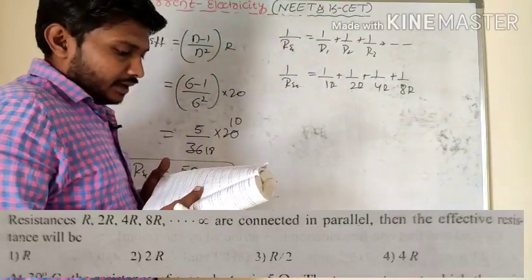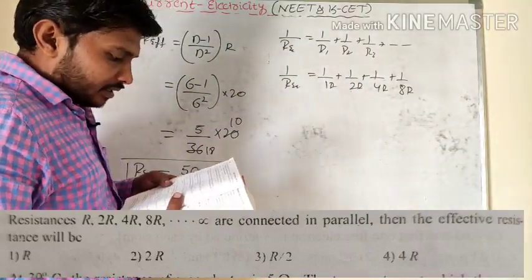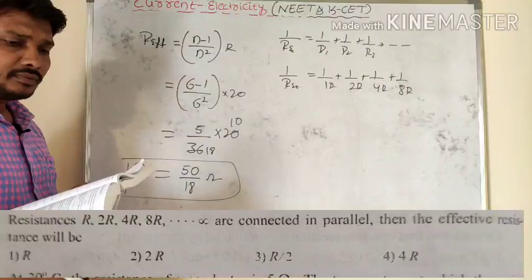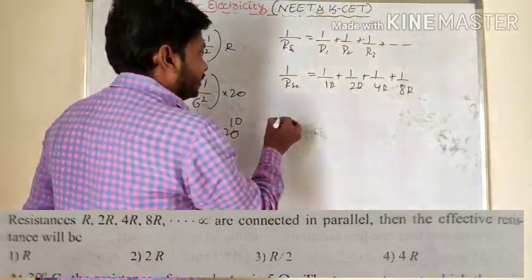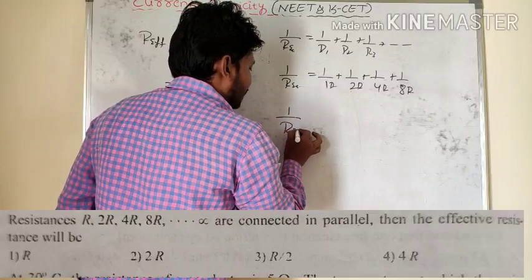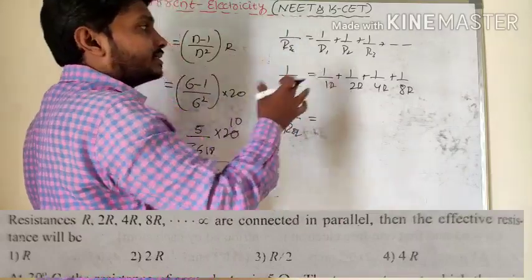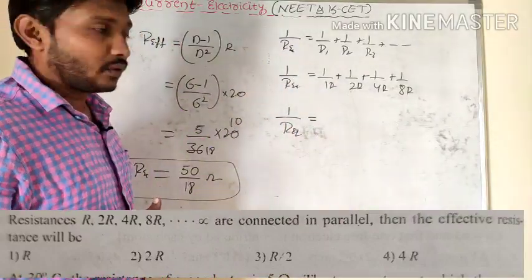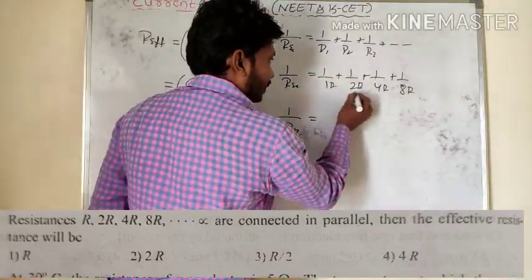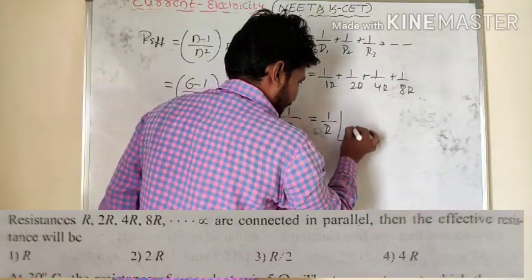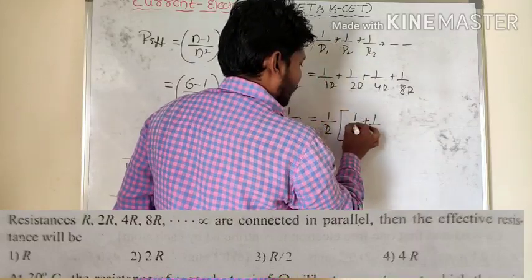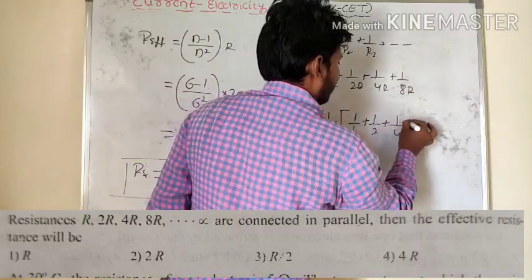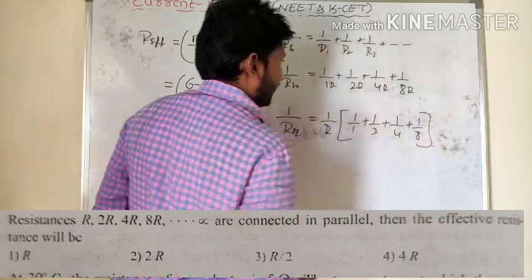So this is the resistance value they mention. Then what about the equivalent resistance in this parallel combination? So in this parallel combination, it is a geometric progression, where the ratio is constant: 1 by 2 plus 1 by 1 plus 1 by 2 plus 1 by 4 plus 1 by 8.